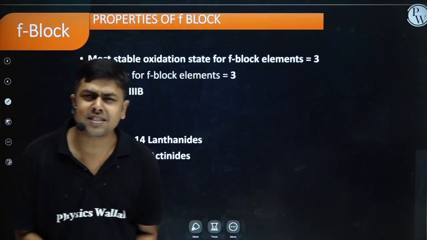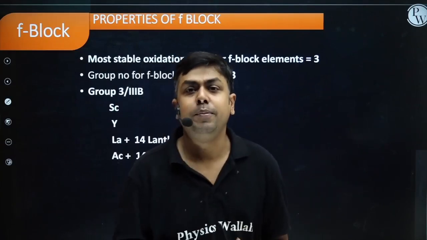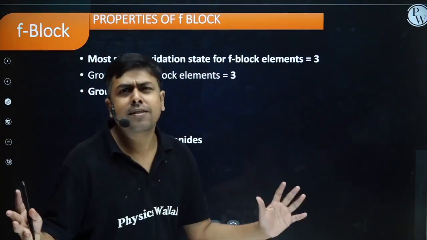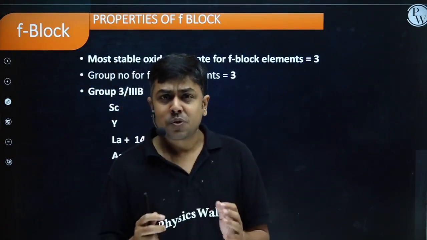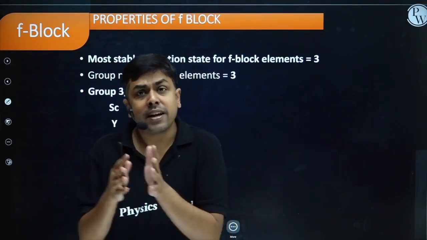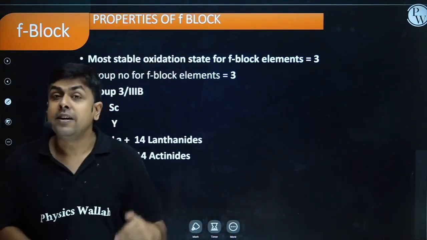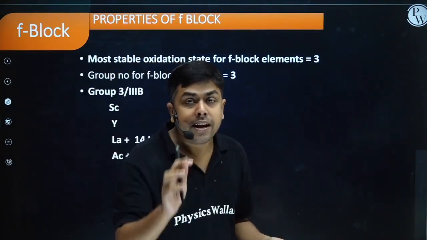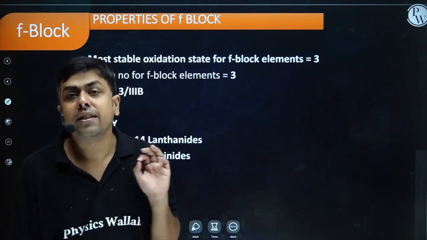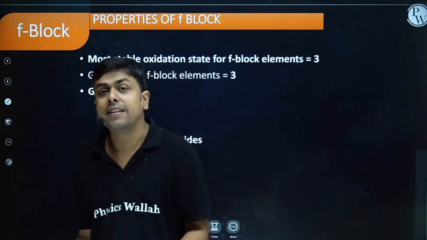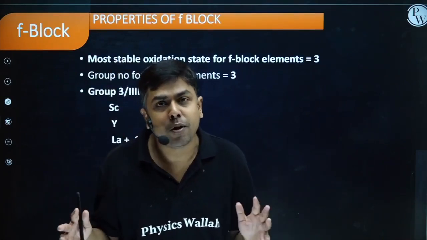So students, that's all about d block elements. Now it's time to discuss f block elements. Why is it called f block elements? Students, here the elements are referred to as f block elements because the last electron, the differentiating electron, enters into the (n minus 2)th f subshell. Am I clear? That's why the elements are referred to as f block elements.